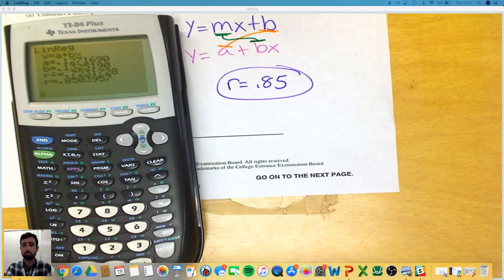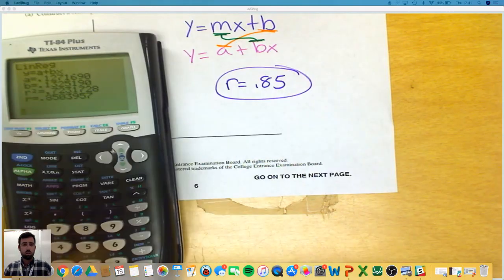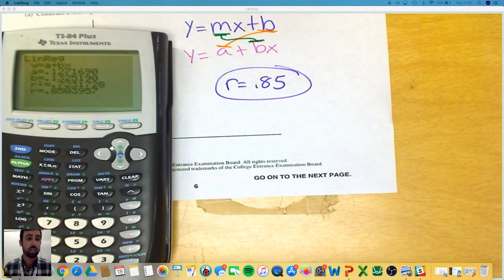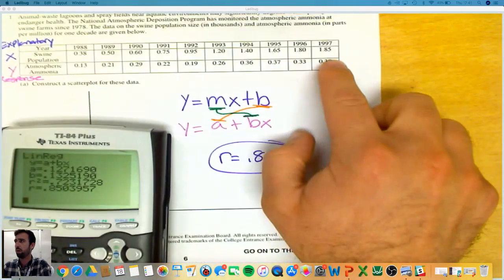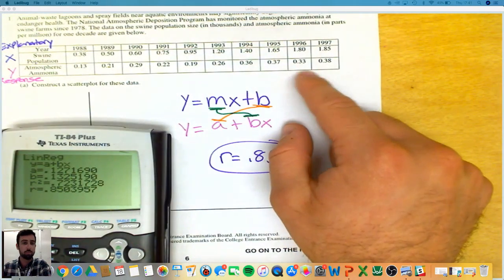All right? Any questions before I move on? Again, we'll get to all the specific stuff next week when we get to talk about line of best fits and predictions. Like, what would we predict the atmospheric pressure would be if the swine population was 3?